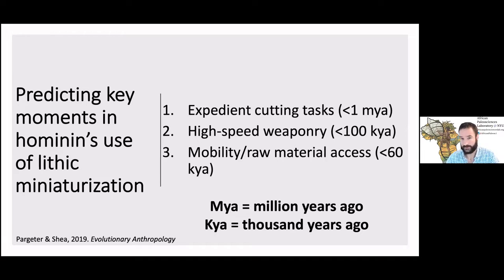High-speed weapons need light tips at their ends. Otherwise, they just basically plunk, fall straight down. And so with the evolution of high-speed weaponry, we should find humans using smaller stone tools. And the last is with increases in human mobility, our ability to move very large distances, and possibly with restrictions on our ability to get resources, that is rocks to make stone tools.